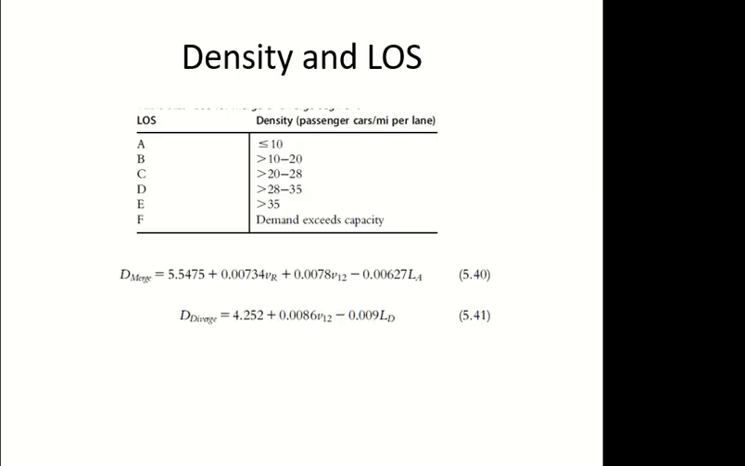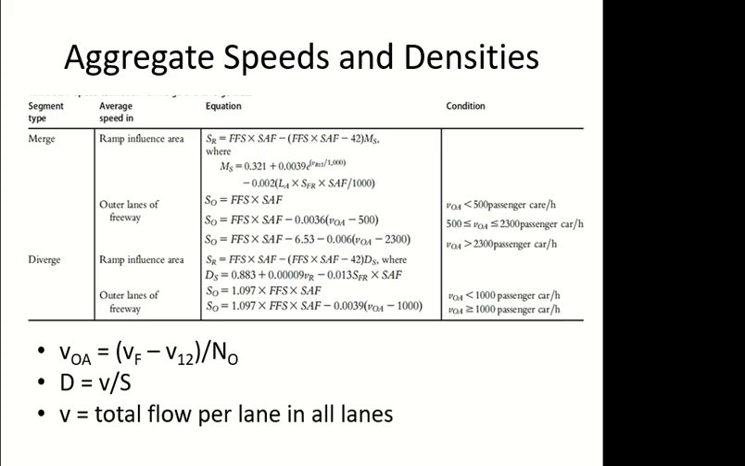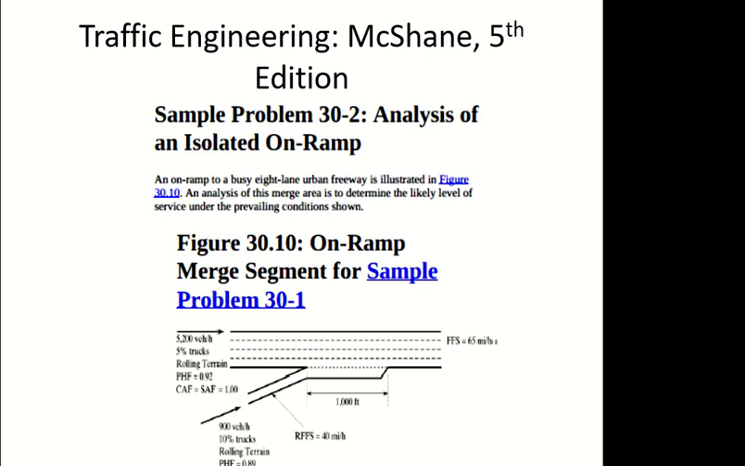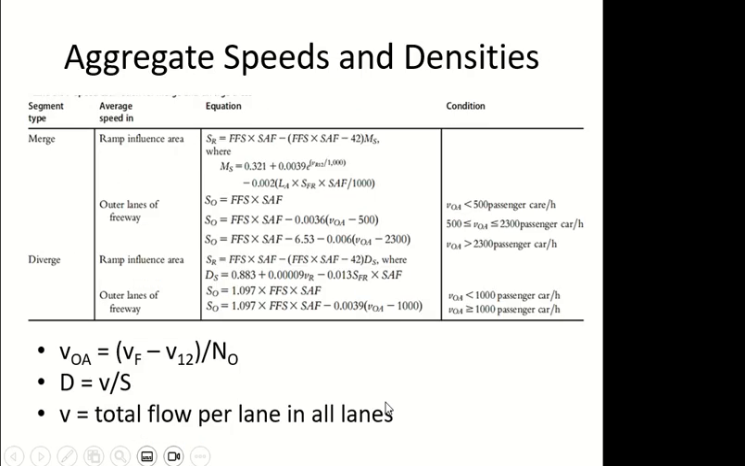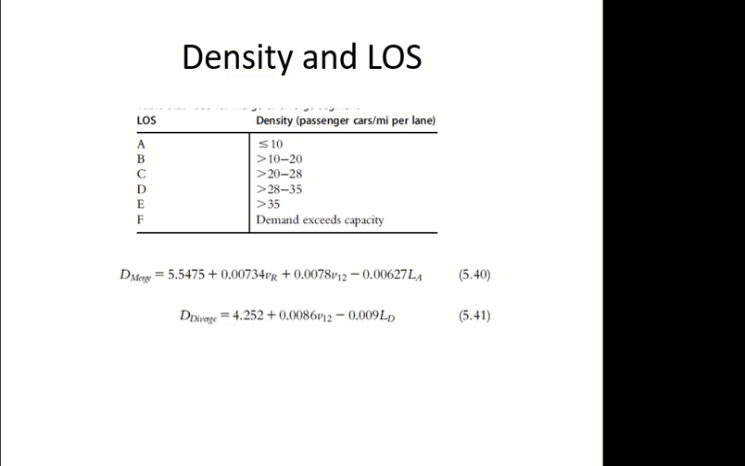Okay, so after all checks are performed, I will move on to calculating the density. So this is my density. I need the flow rate for the ramp. I just look for the acceleration lane, LA is 1000.